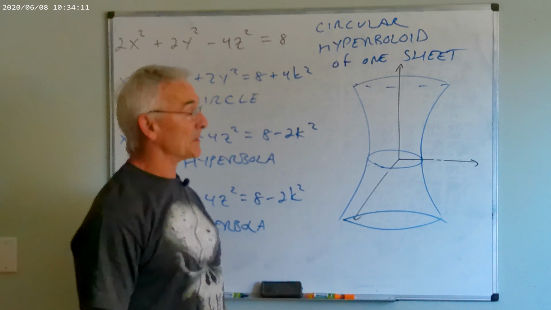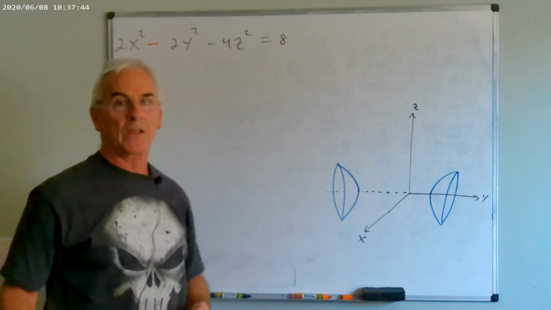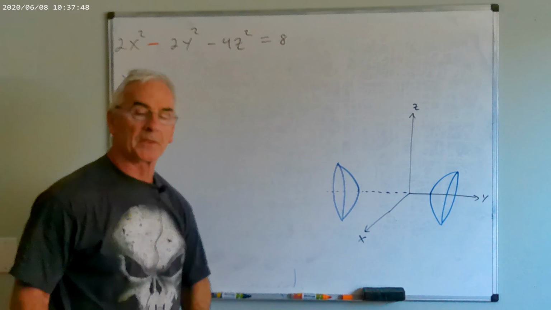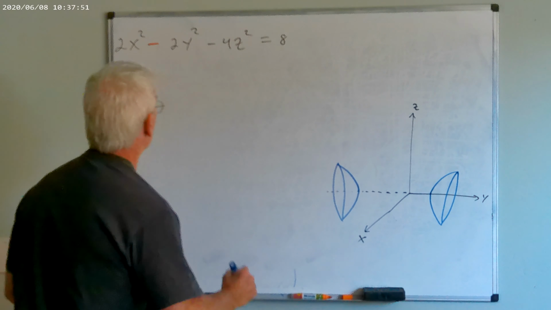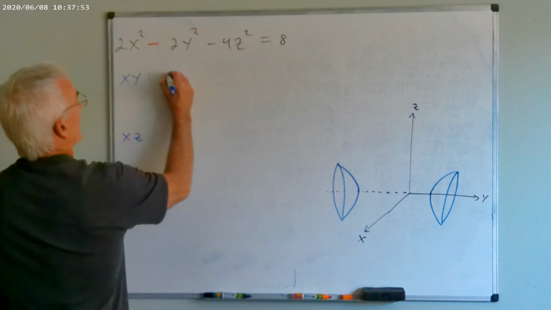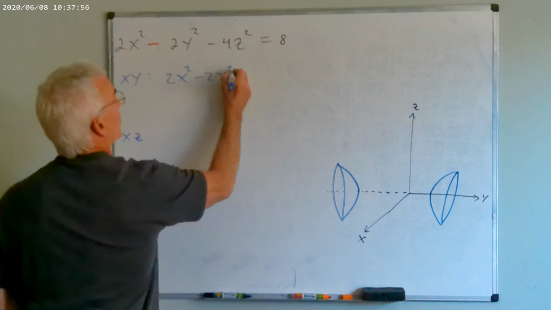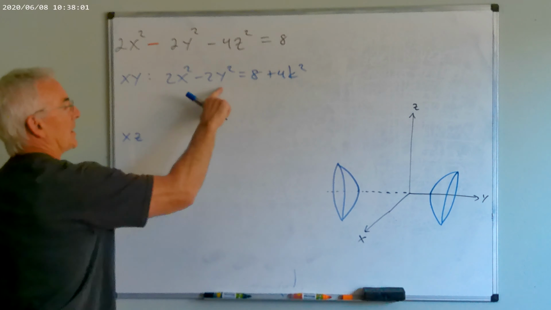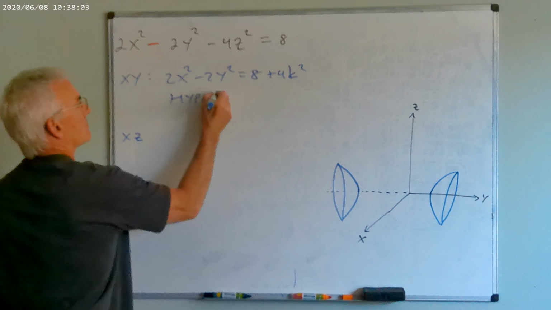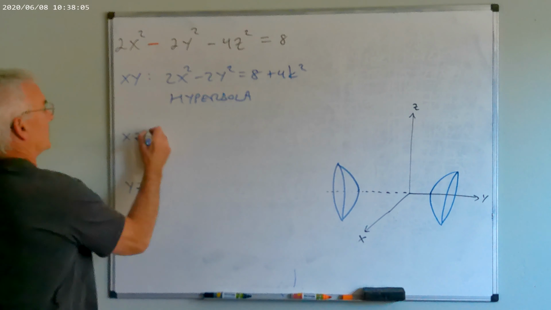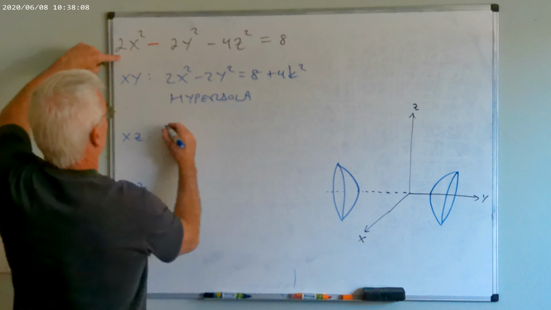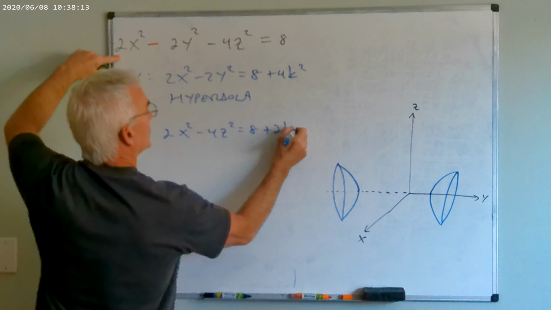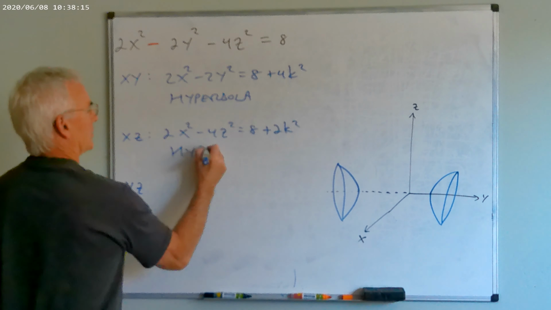So let's look at a similar problem now. Now I've made one subtle change. I'm going to change that to a minus. So we would expect that most of our cross sections will be very similar. So in the xy plane, again I get 2x squared minus 2y squared equals 8 plus 4k squared. But this time, that's a hyperbola. In the xz plane, 2x squared minus 4z squared equals 8 plus 2k squared. That's also a hyperbola.